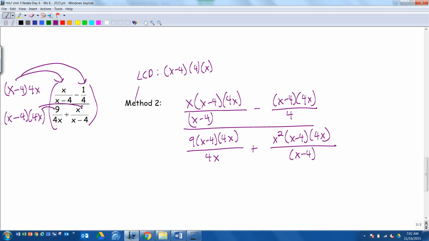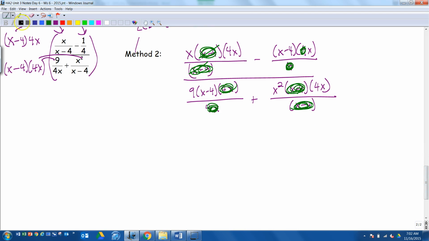So next step is cancel the individual fractions. These cancel. These 4's cancel. These 4x's cancel. And these x minus 4's cancel. Okay, so we are left with, on top, 4x times x. We'll have to do that now. At this stage you will multiply things out. The bottom is 9 times x minus 4 plus x squared times 4x.